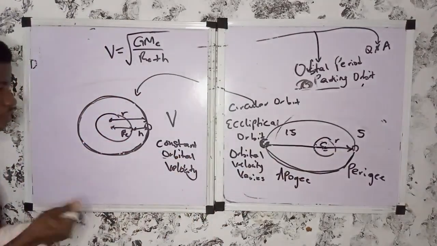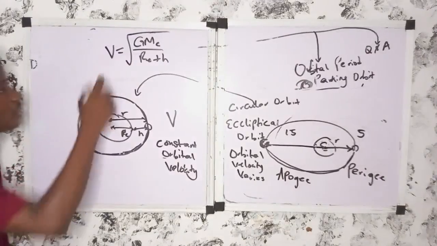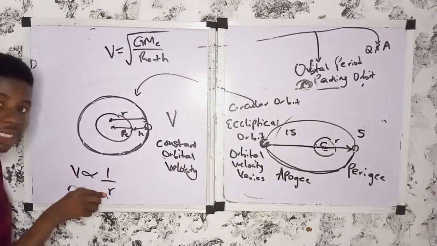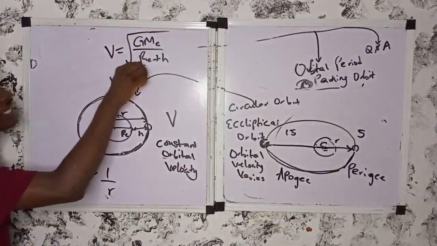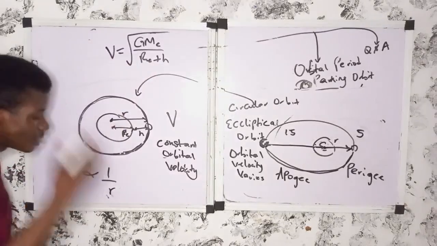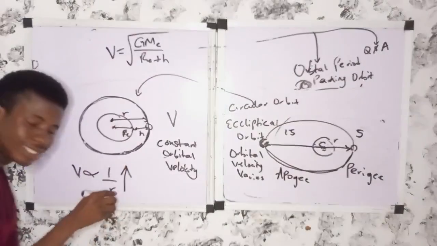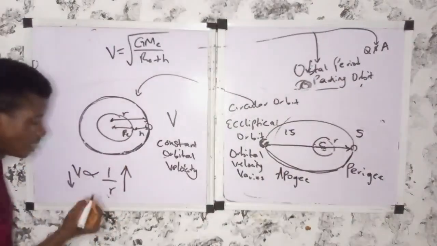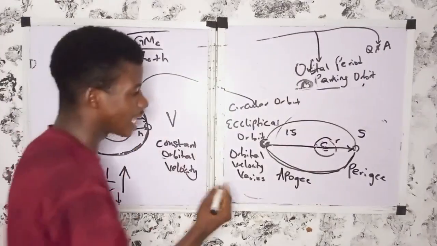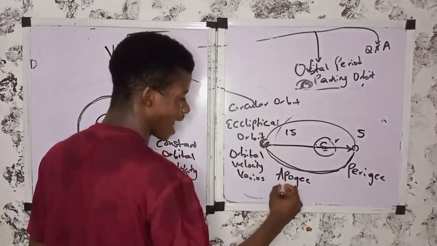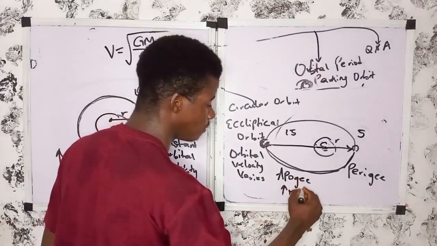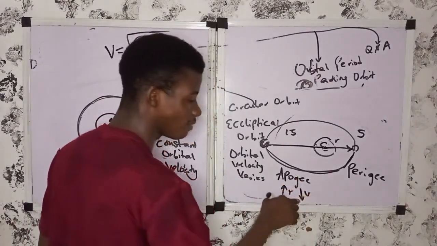Now, this velocity: if you look at the formula, velocity is inversely proportional to the distance between the Earth and the satellite, right? So the higher the radius, the lower the velocity, and the higher the velocity, the lower the radius. The part where the radius is very high, which is apogee, the orbital velocity is usually low.